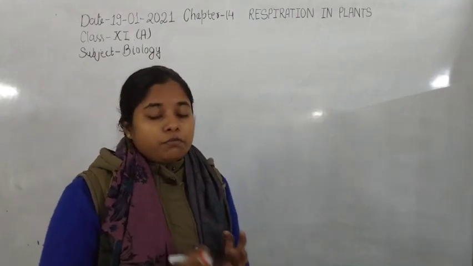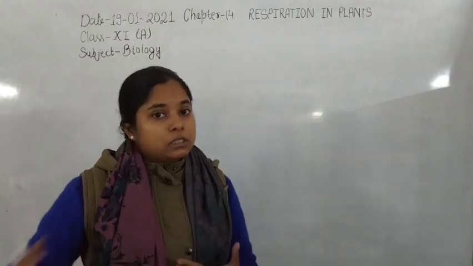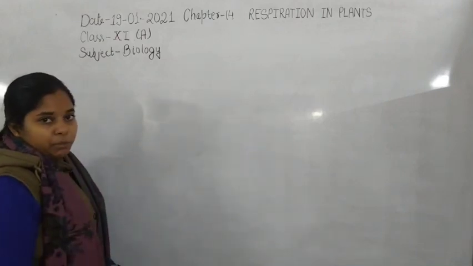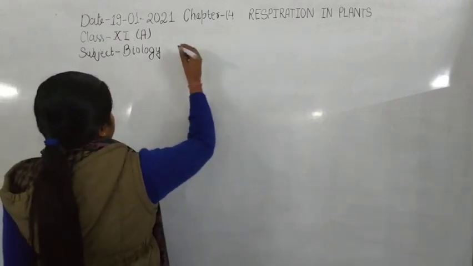which is a step involved in aerobic respiration. In anaerobic respiration, we have already discussed the glycolysis process. Now, in this class, I am going to discuss the formation of acetyl coenzyme A in aerobic respiration.